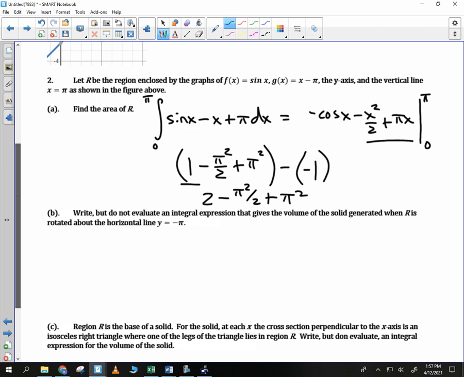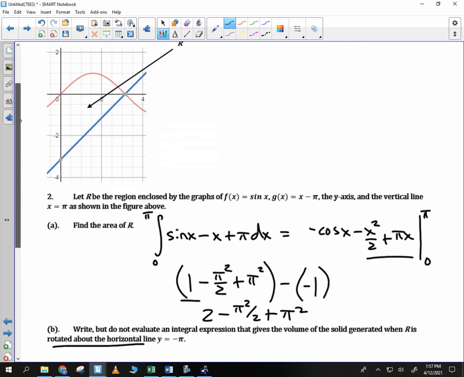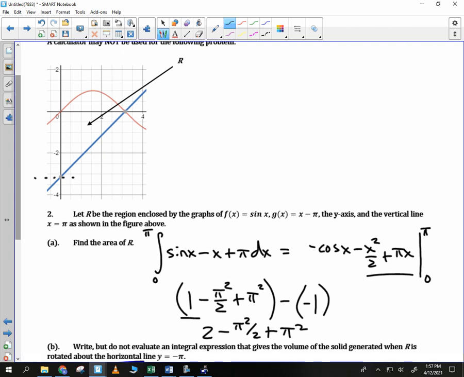Let us set up the next one together, and then you guys can go. It says, write but do not evaluate an integral that gives the volume of the solid generated when R is rotated about the horizontal line y equals -pi. So we're going to rotate it around this. Anybody tell me what shape you get when you take this thing and rotate it around this? You do get a washer.